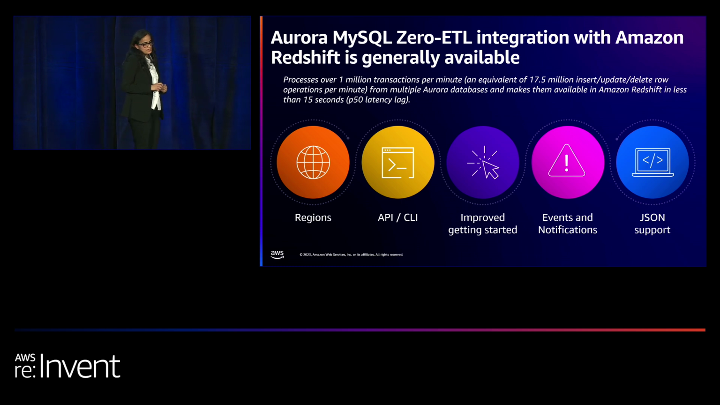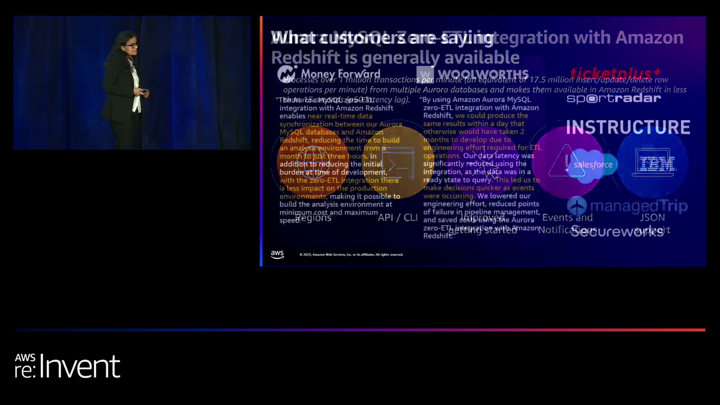In the zero-ETL for Aurora MySQL, we have added a number of capabilities, for example, expanded region support. Now we have made the APIs available. In the preview timeframe, it was primarily accessible through the console. And then we have improved the getting started experience, so it's much more seamless now to try out the zero-ETL integration. We have added things like events. So whenever integrations get created, you can subscribe to be told when the integration got created or when it got changed. And we got a lot of requests for Aurora MySQL around JSON support, so that is added as well. So Aurora MySQL is generally available.